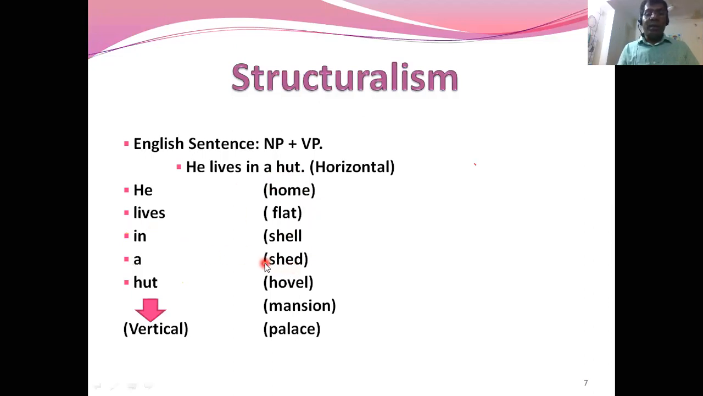So this sentence has a different meaning, but this sentence is also on this structure. The man lives in a hovel. This sentence has a different meaning. The man lives in a mansion.